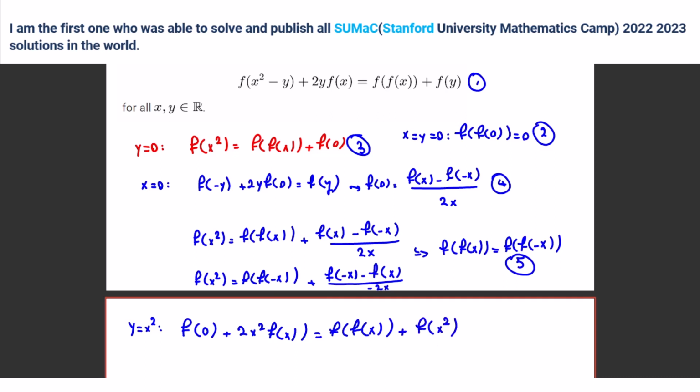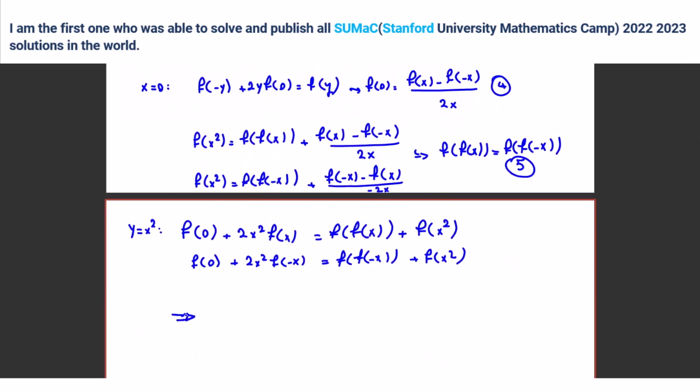And if you do that where instead of x it's negative x, it'll be f of 0 plus 2x squared f of negative x equals f of negative x plus f of x squared. And then the right side, we know both are equal, so we can get 2x squared f of x equals 2x squared f of negative x. So if x is not 0, you can cancel, and f of x is equal to f of negative x.